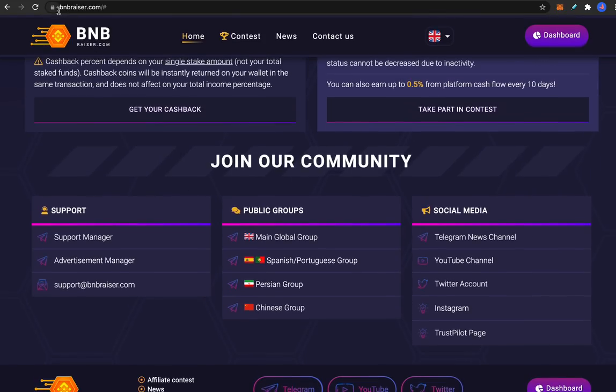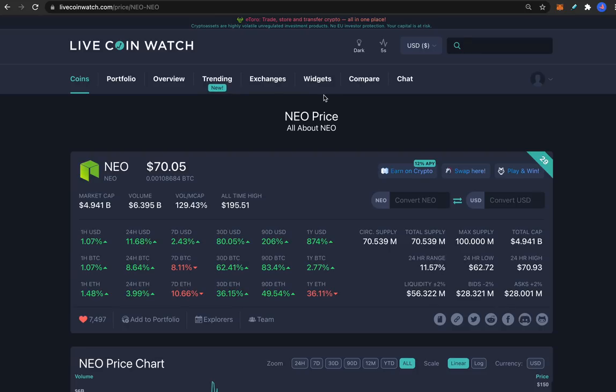And some projects don't even have the, what is this called, SSL, I think. Yeah, this lock icon here. But this project at least had that one. Anyway, that's it for that project. Next is the Neo project.